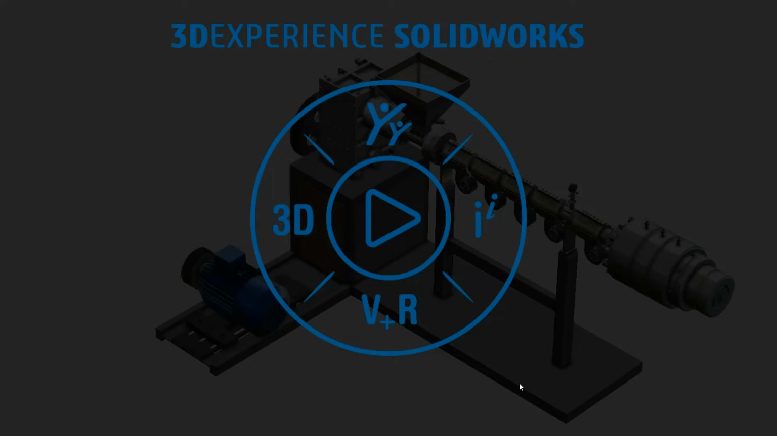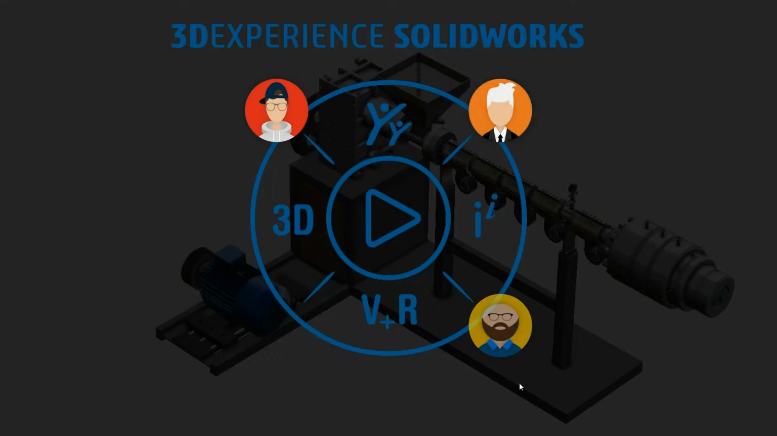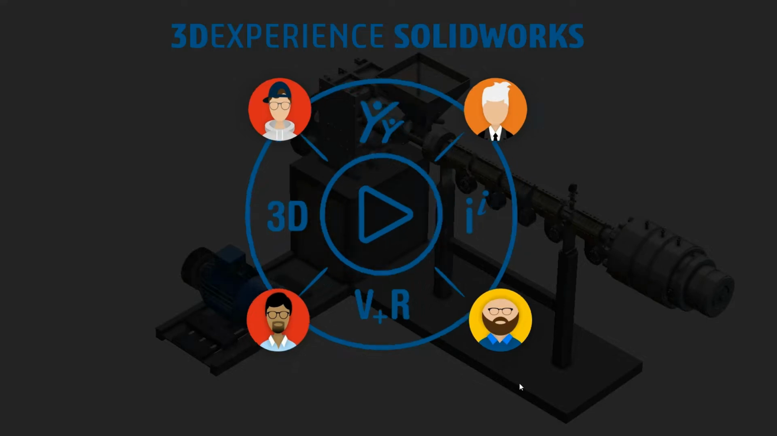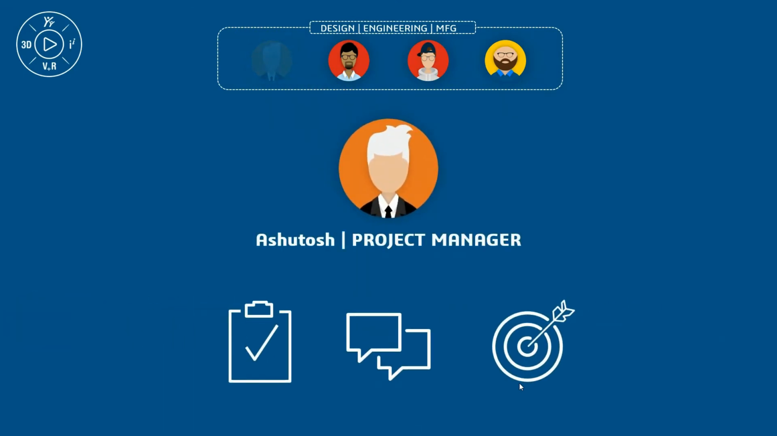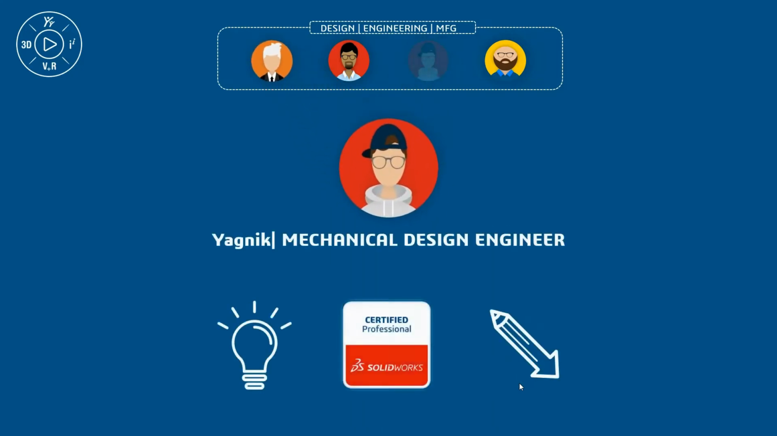Throughout this story, you will see the precision collaboration highlighted between core design, engineer, manufacturing and project management teams, all showcased through the 3D Experience platform. So let's meet the team first. Here is Asutosh, who is a project manager. Whether it is managing issues and change action or leading the efficient team meeting, Asutosh is there to keep everything on track and moving toward the common goal.